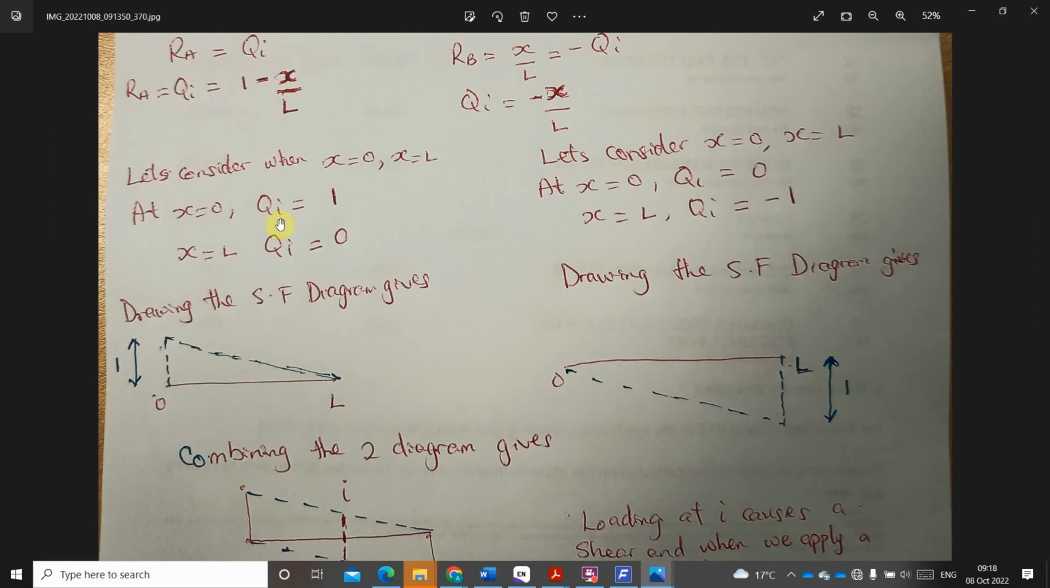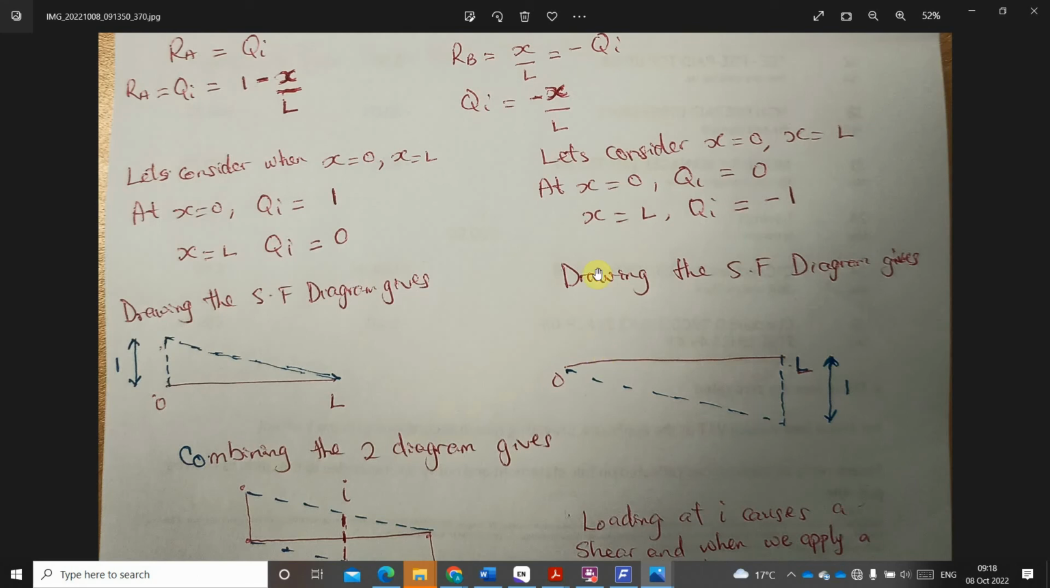Now, let us look at the reaction at B, what we are going to have. You can see that for the reaction at B, if x equals 0, then our Qi will be equal to 0, and at x equals L, our Qi equals minus 1. So we are having something like this for this particular influence line for the reaction at B.